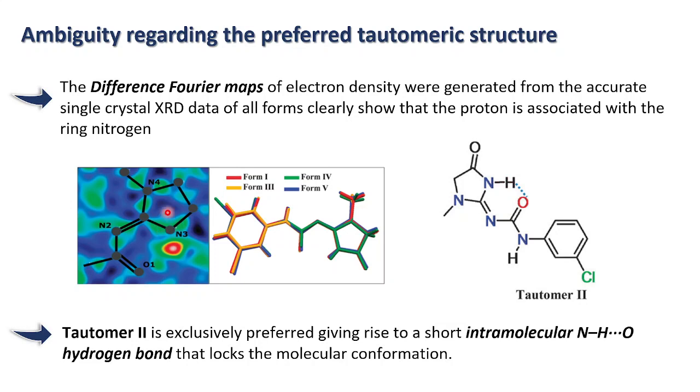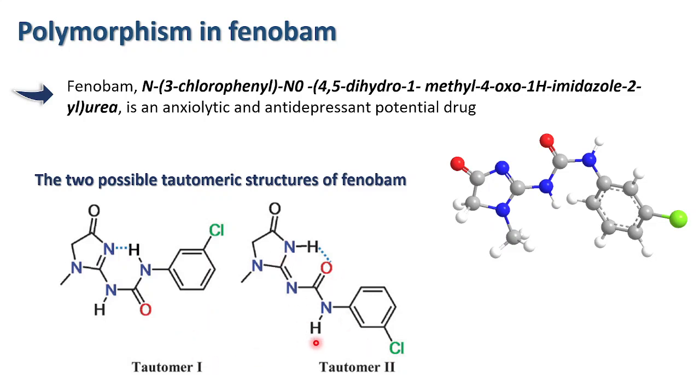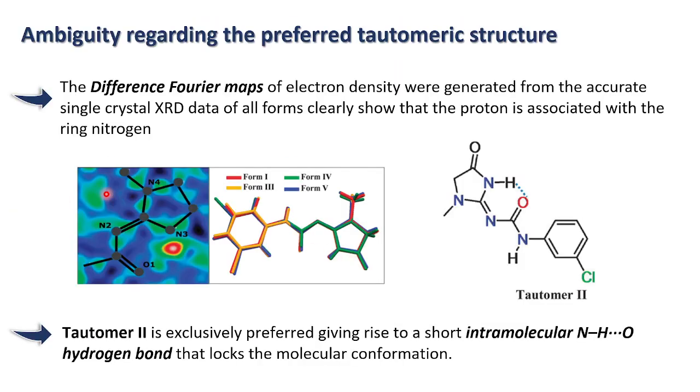This is the ring nitrogen. This is the Fourier map of which one? This is the second tautomer. The proton is associated with the ring nitrogen. That is very clear in the difference Fourier map. You can see the previous slide: in the first slide, the proton is not attached with the ring nitrogen. It is attached with this nitrogen. But in tautomer 2, the proton is attached with the ring nitrogen. That we can see in the difference Fourier map.